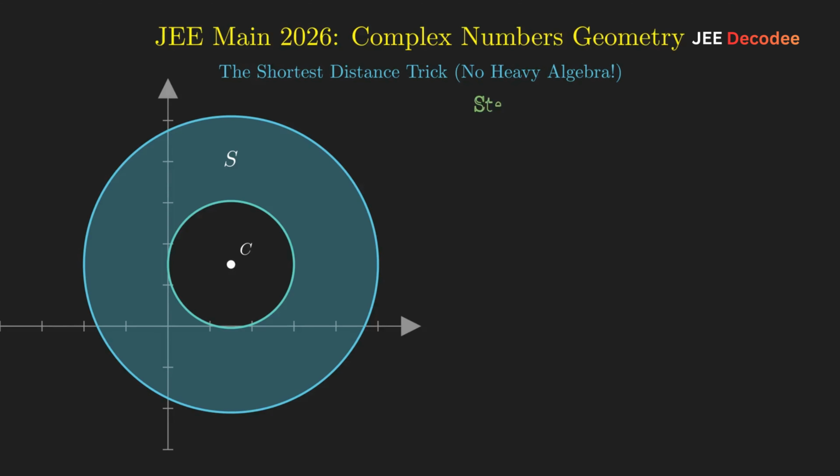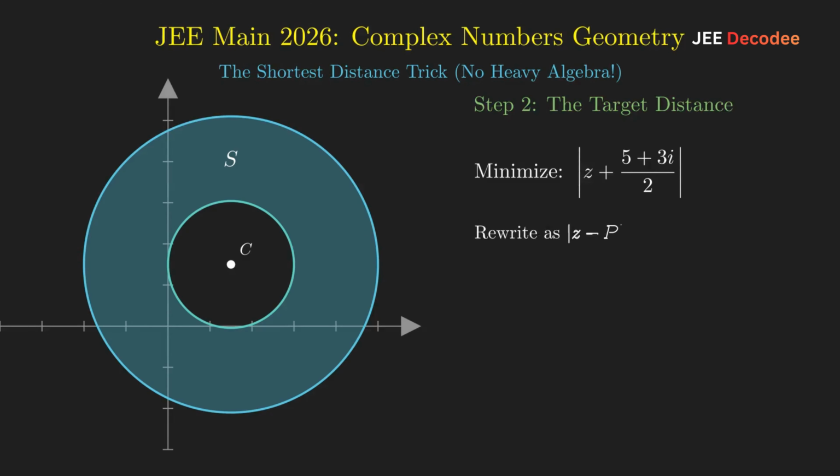Now for step 2, what exactly are we trying to minimize? We need the minimum value of the modulus of z plus the quantity 5 plus 3i divided by 2. In complex geometry, distance is always written as the modulus of z minus a point. Let's factor out a minus sign to rewrite this properly. This becomes the modulus of z minus the quantity minus 2.5 minus 1.5i. Geometrically, this is simply asking, what is the shortest distance from any point z inside our blue region to a fixed external point P at coordinates minus 2.5, minus 1.5.